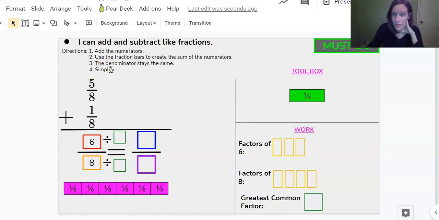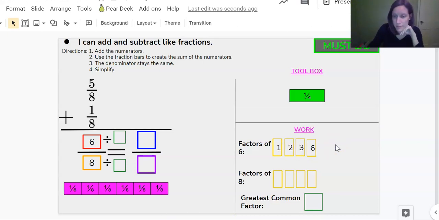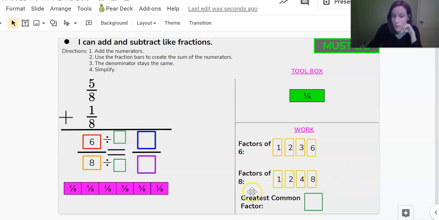So earlier this week, we learned how to simplify. We're going to put that into practice here. Remember, to simplify, we need to list the factors of the numerator and denominator to find the greatest common factor. So the numbers I can multiply together to make 6 are 1, 2, 3, and 6. The factors of 8, the numbers I can multiply together to make 8 are 1 times 8, and 2 times 4. So 1, 2, 4, and 8. The greatest common factor, the biggest one that both of them have, is the number 2.